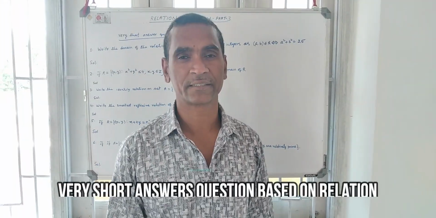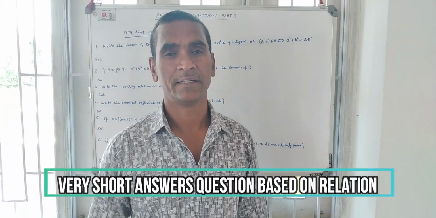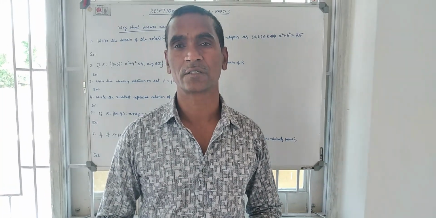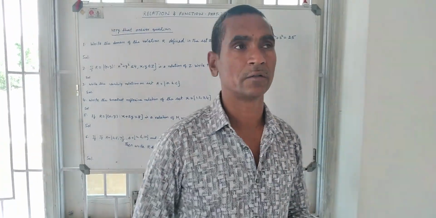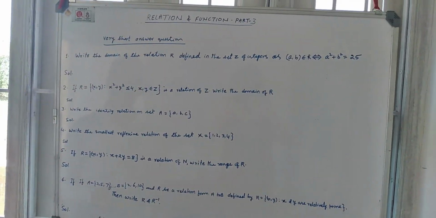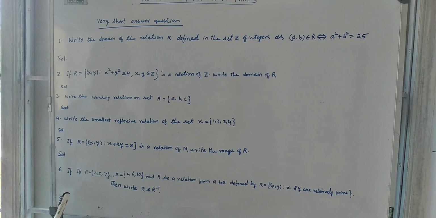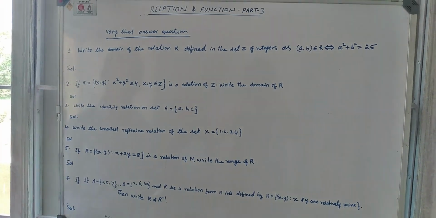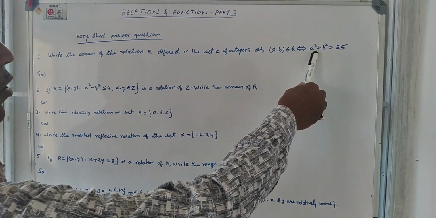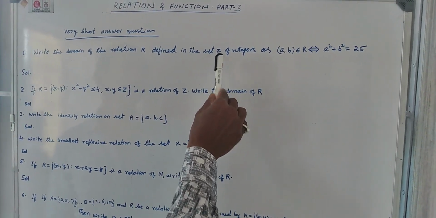Hello dear students, today in this session we will discuss some objective type questions. So first of all, very short answer questions. Six questions I have written here. Question number 1: write the domain of the relation on set Z.